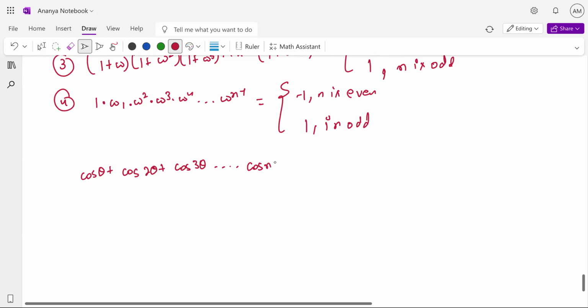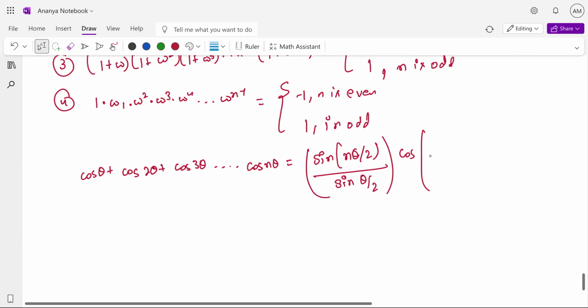So what will be the result of it? It will result in sine of n times theta by 2, divided by sine of theta by 2, and the whole thing should be multiplied by cos of (n plus 1) by 2 of theta. Clear? You can remember this property, because maybe while solving some problem you will see this kind of pattern getting formed, so you can put it like this.